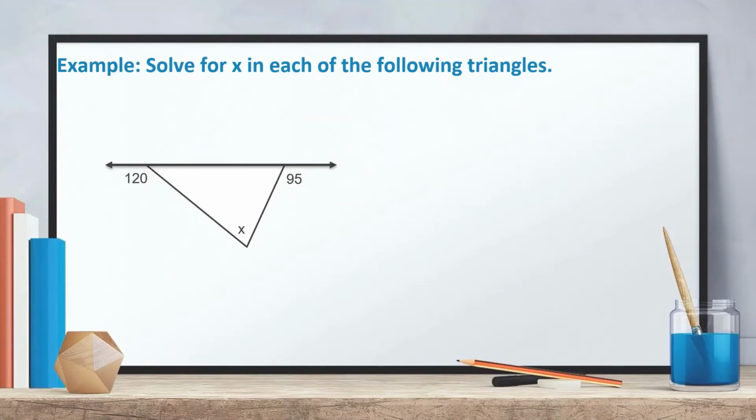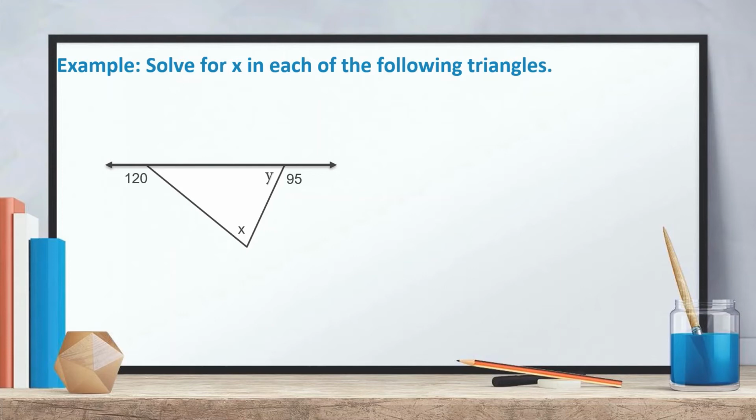Now, let's consider another triangle. As you can see in the figure, 120 and 95 are exterior angles. To solve for x, either of the given exterior angles can be used. For the solution that I will show you, we will use 120 as our exterior angle. And with that, we need to solve the measure of the other remote interior angle and mark it as y.